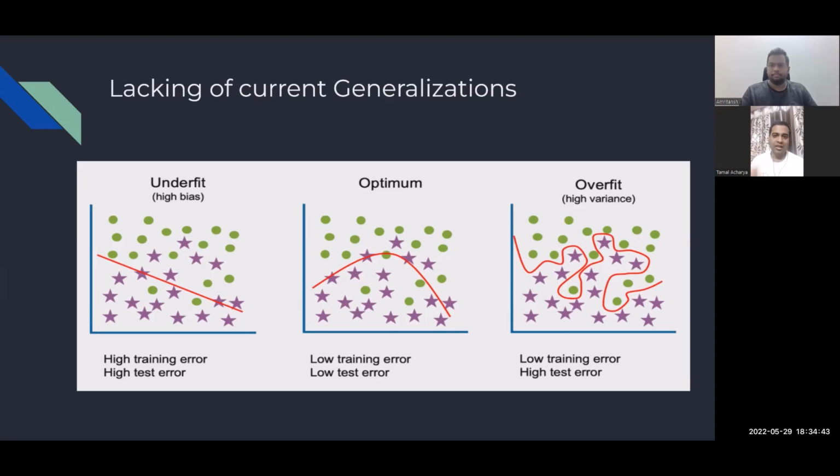And what we want is the optimum, which is low training error and low test error. This is the place where we want to be. This is the crux of the matter. This is what we want, but we don't normally get that because of underfitting and overfitting. When we train a model, we either go underfitting or overfitting, we go to the extreme end. But reaching the optimum part sometimes takes months of training to get a decent level of accuracy.